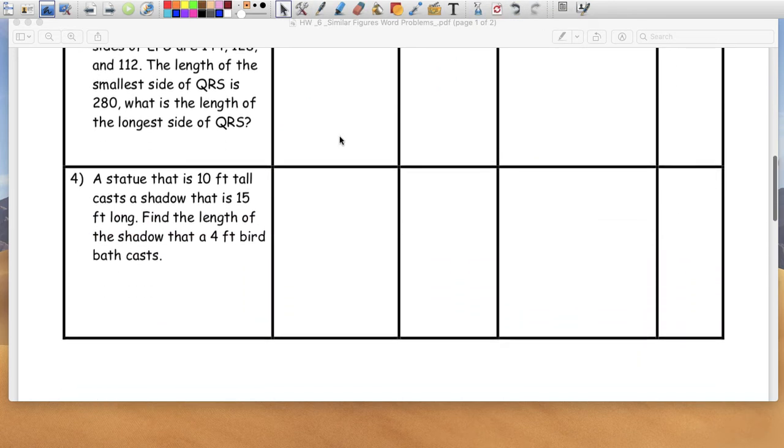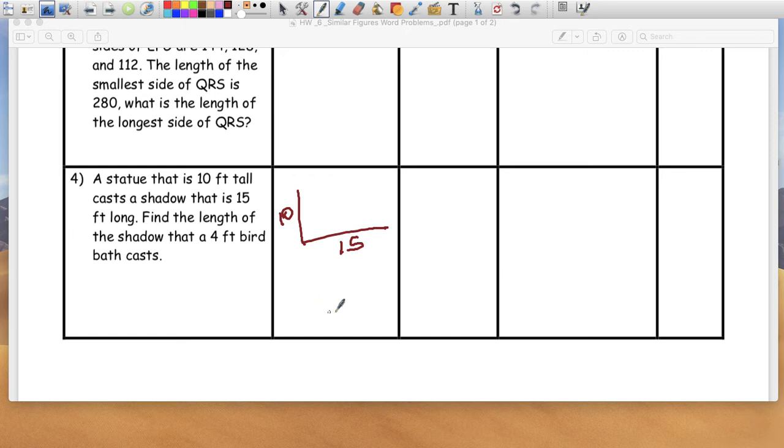Very repetitive, no? So we have a statue that's 10 feet tall, and it has a shadow that's 15 feet long. So its shadow is longer. And there is a bird bath. Okay, so it's a little statue.